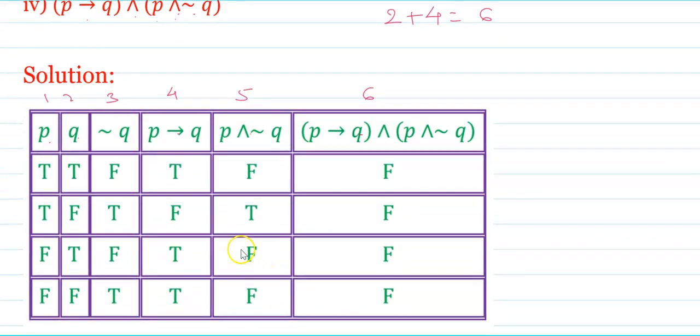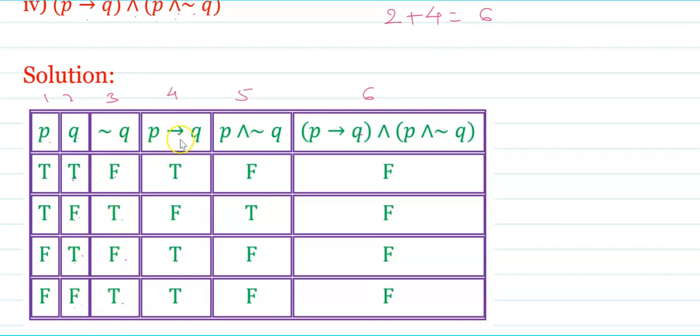Okay. Now again P means what? Double T, double F. Q means what? T, F, T, F. Negation of Q. Prepare the negation of Q. Okay. T is a negation F. Negation of F is T. Negation of T is F. Negation of F is T.